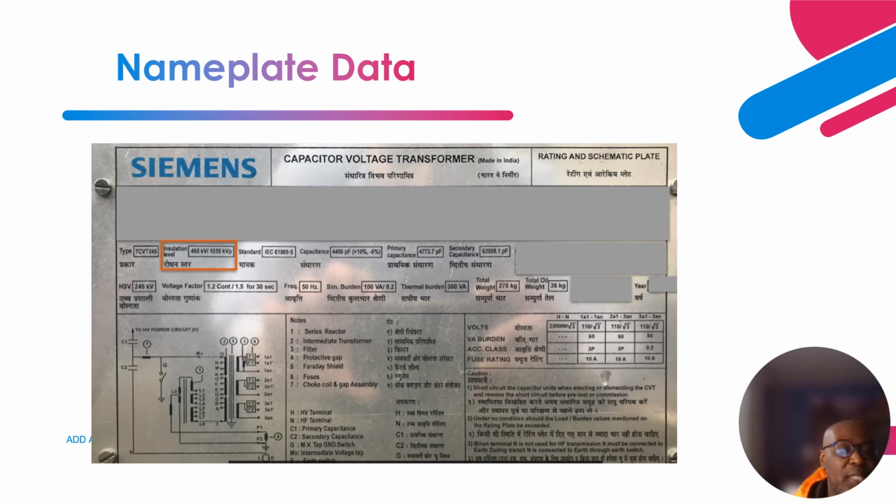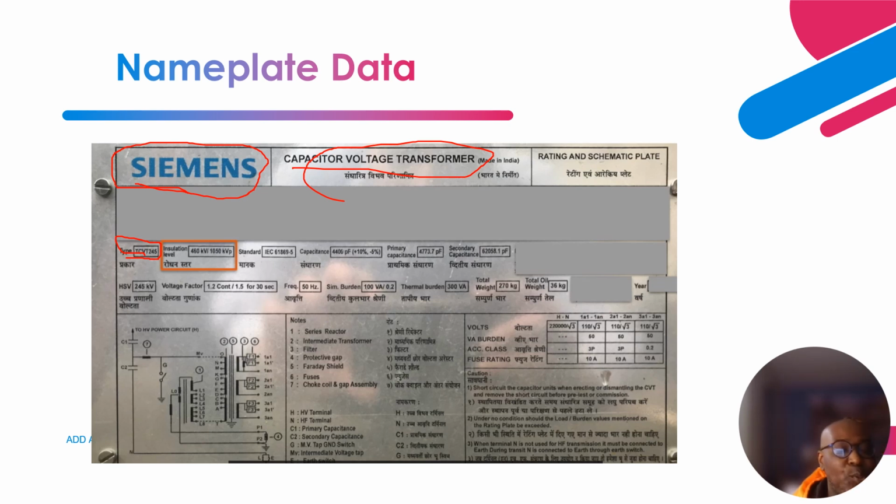So the first one is the manufacturer. As you can see over here, Siemens. Siemens was the one that manufactured this CVT. And this is the name. Then the type of CVT. Then the insulation level.